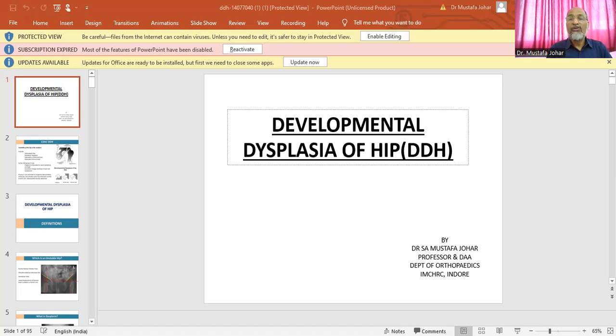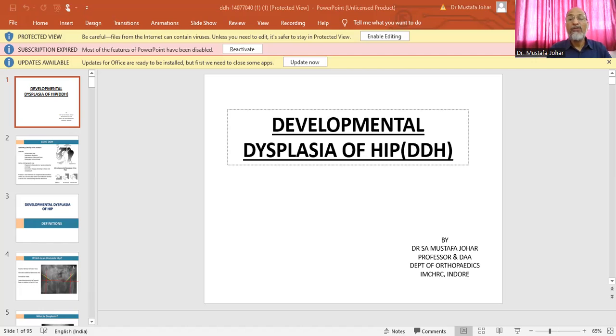But later on, it was found that at the time of the labor or at the time of the birth, the hip may be normal, but later on, as the development progresses for the hip till the age of 10 years, there may be an error in the normal development of the hip, and that is why it was named developmental dysplasia of the hip. So today we are going to see what developmental dysplasia of the hip is.